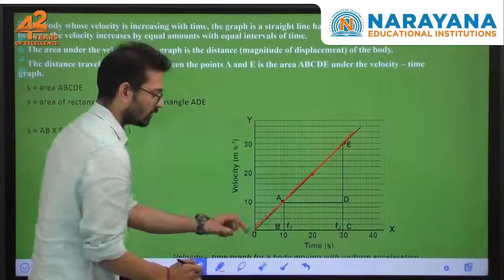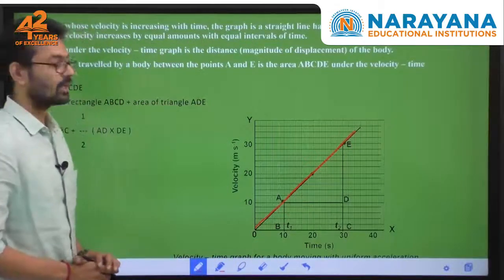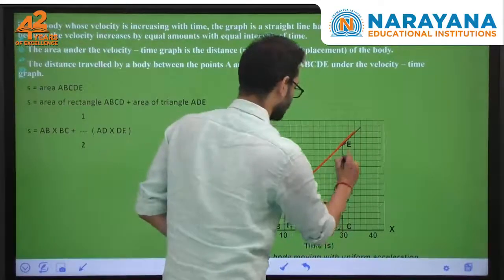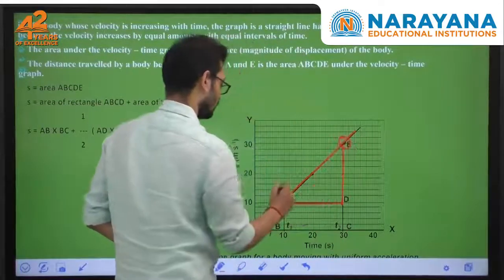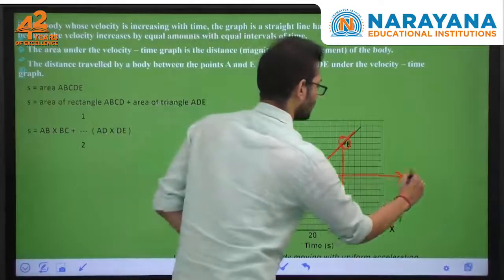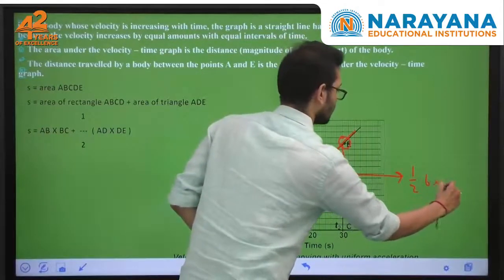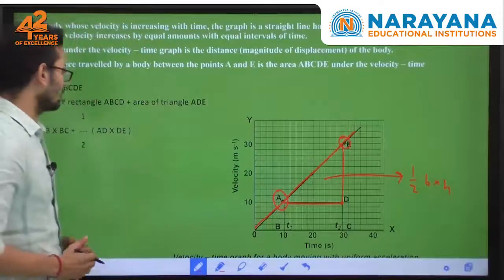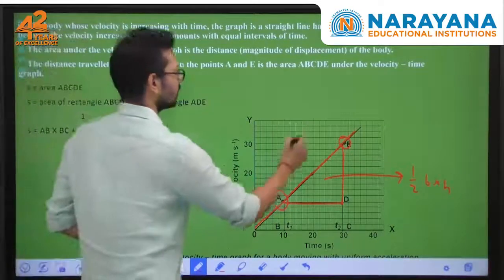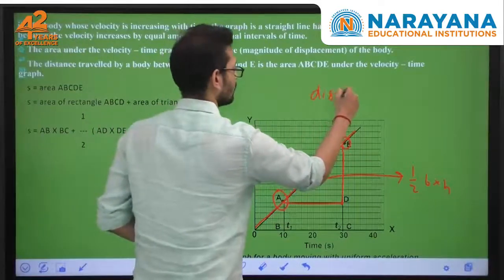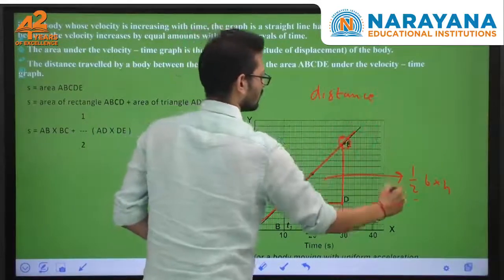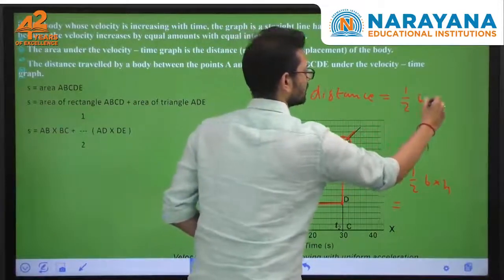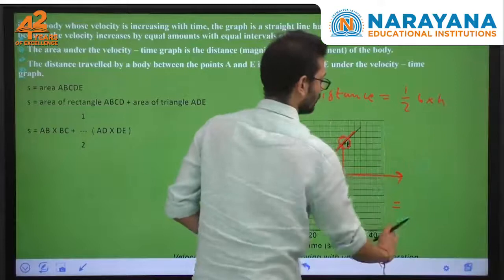Now if you try to find the area of this slope from one particular point to another point, this is nothing but half base into height, which is like a triangle. When you find that area, it gives you the distance. Distance is equal to half base into height. Now how do you find that half base into height?